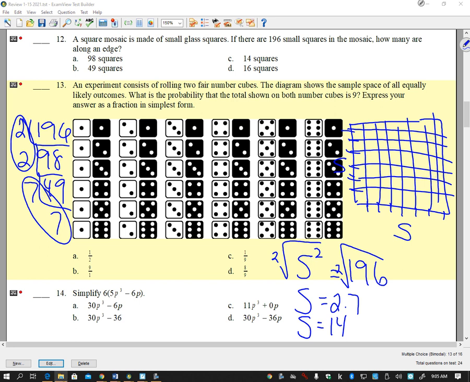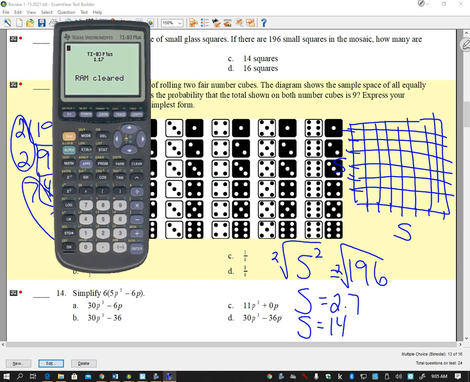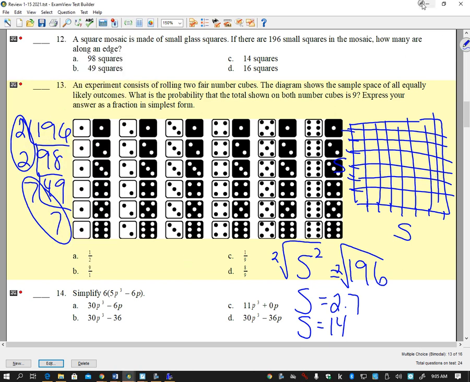And I'm going to show you how to do this with a calculator, not to do the work for you, but to check your work. If you use a graphing calculator, we're going to hit second. We're going to hit this square root sign here. I'm going to put in 196, and I'm going to hit enter, and it's going to tell me that the square root of 196 is 14. So 14 should be our answer for the number of squares along an edge. Does that make sense? Okay, very good. So we've got that fixed. I'm going to go ahead and clear out that.